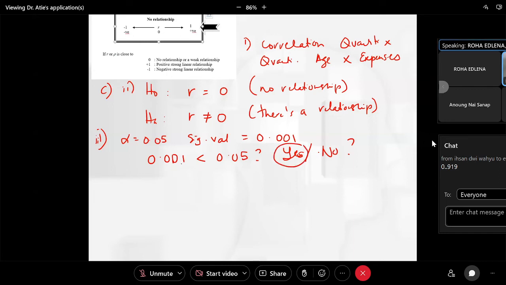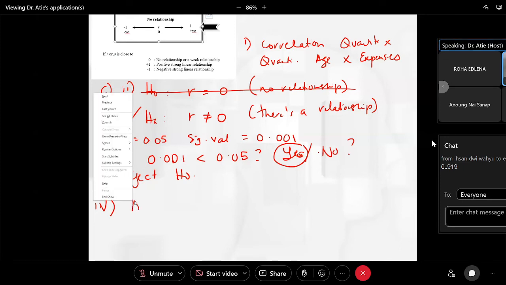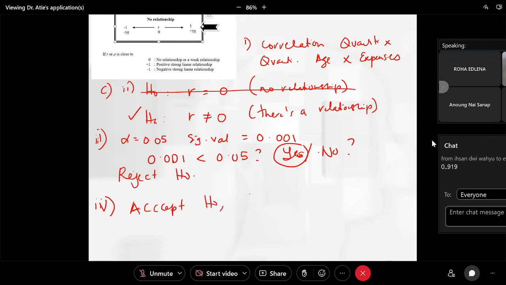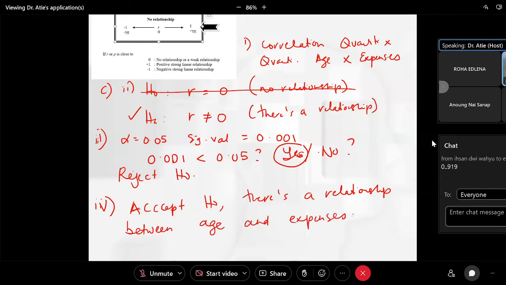So then what do we need to do? We need to reject H naught. When we reject H naught, step 4, this is not true, so we accept our HA. It means there is a relationship between age and expenses.